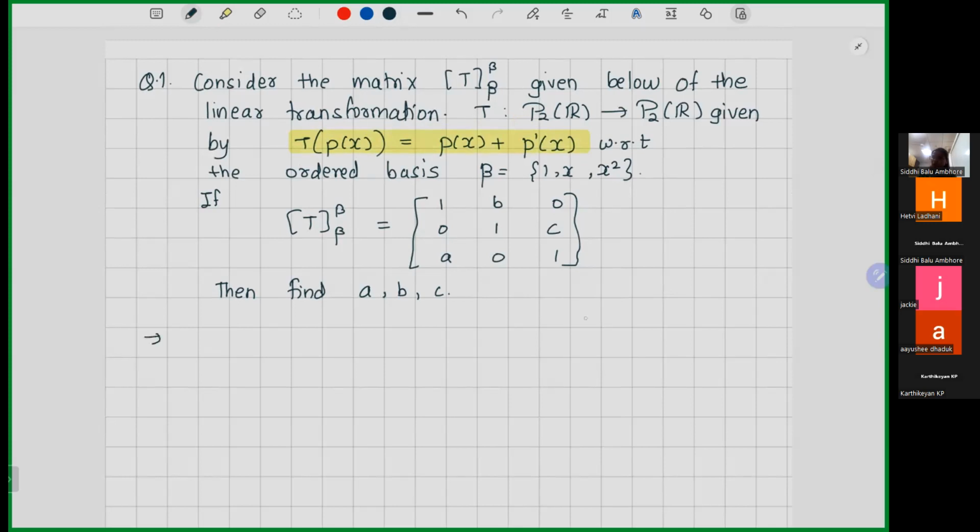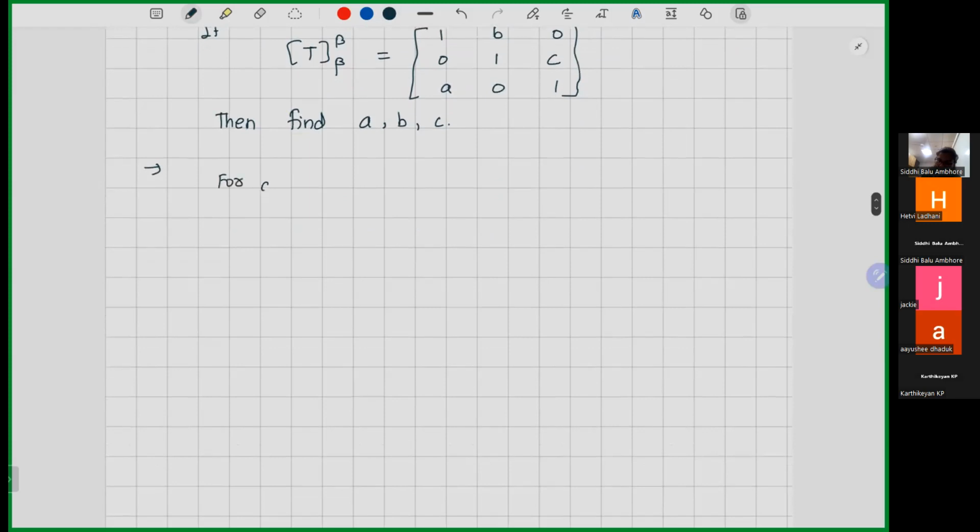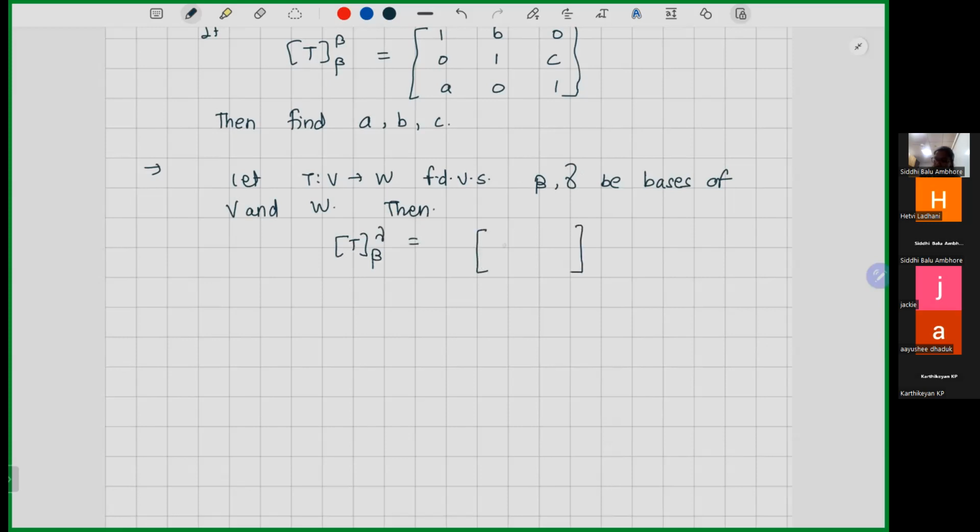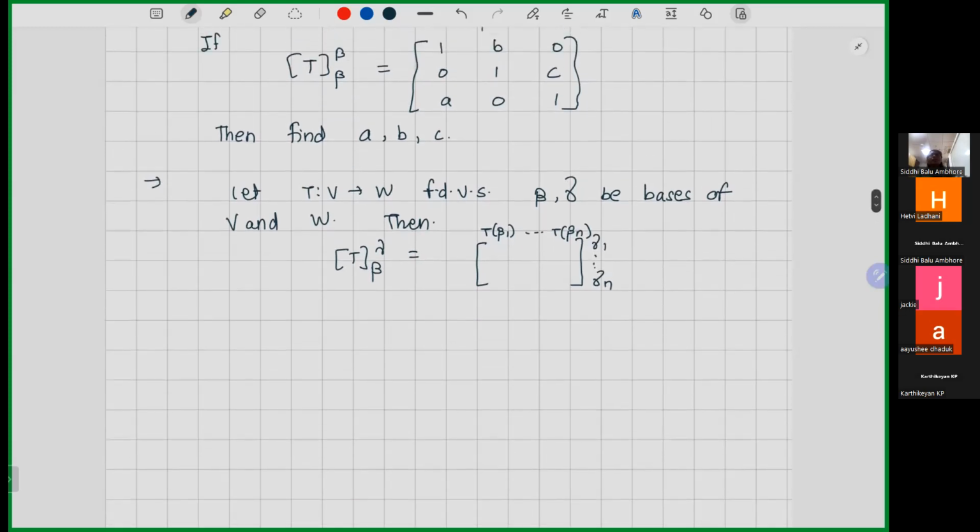As I said last time, let me write here explicitly: let T from V to W be a linear transformation between finite dimensional vector spaces, and let beta and gamma be bases of V and W. Then T beta gamma is written with columns being the coefficients of T of beta 1 up to T of beta n. The rows correspond to the gamma i's and the columns correspond to the beta i's. So this is how the linear transformation matrix looks.